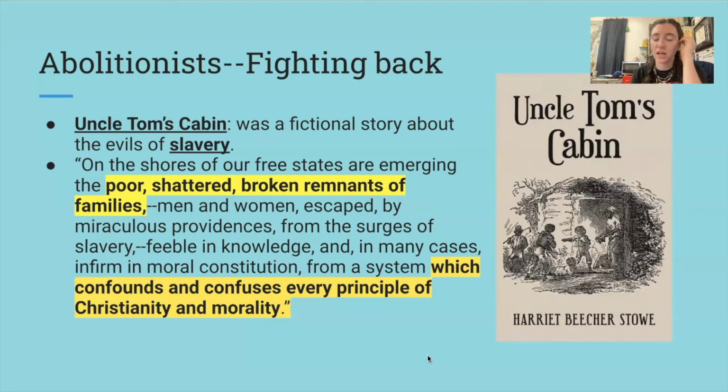And then Christianity, it talks about the system of slavery goes against every principle of Christianity. We're going to see a lot, especially this unit and the next, of the South's decisions based in religion and Christianity. They are making decisions, for example, that slavery should be legal, that they should be allowed to own slaves, because they say the Bible told them to, okay? And that's not necessarily true.